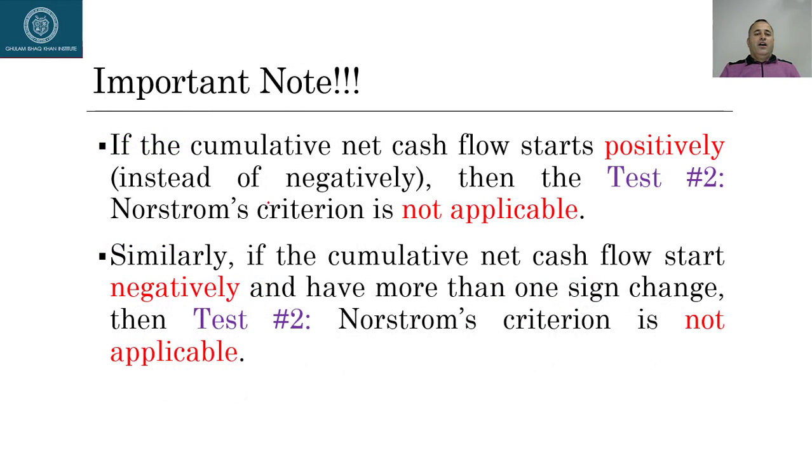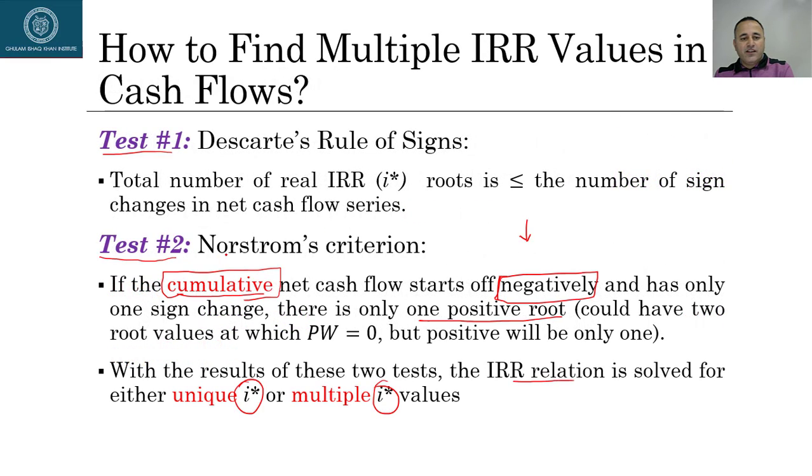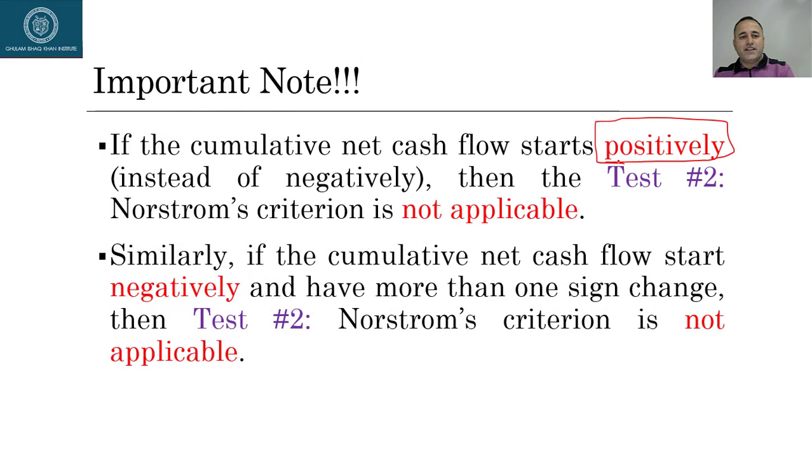Something very important now. If the cumulative net cash flow starts positively, and if you compare it with the previous slide, the Nordstrom criteria is only valid if it starts negatively. So what if a cumulative net cash flow starts positively instead of negative? Then test number 2 is not applicable. Similarly, if the cumulative net cash flow starts negatively and has more than one sign change, then test number 2, Nordstrom criteria, is not applicable too.